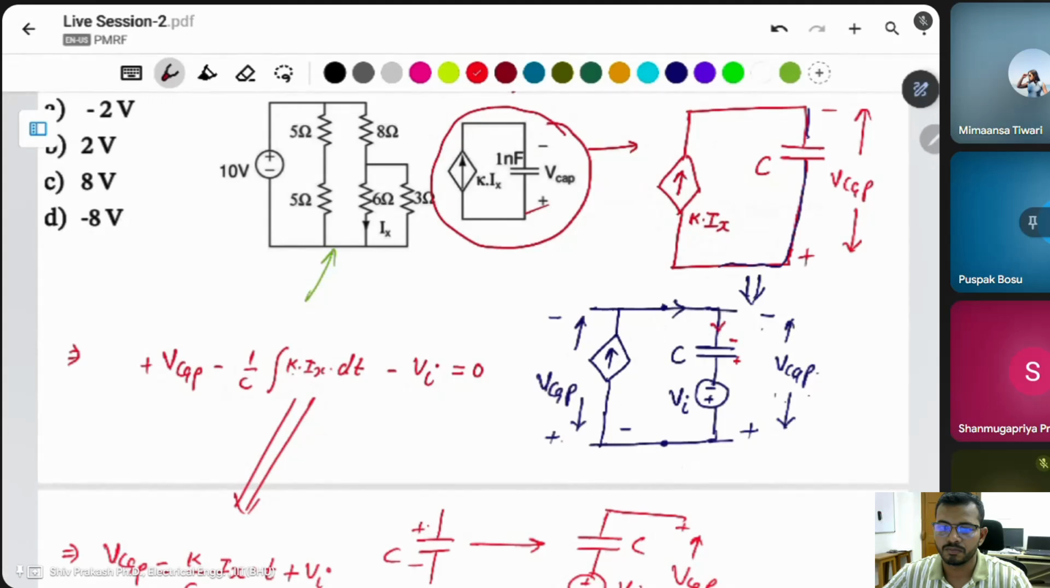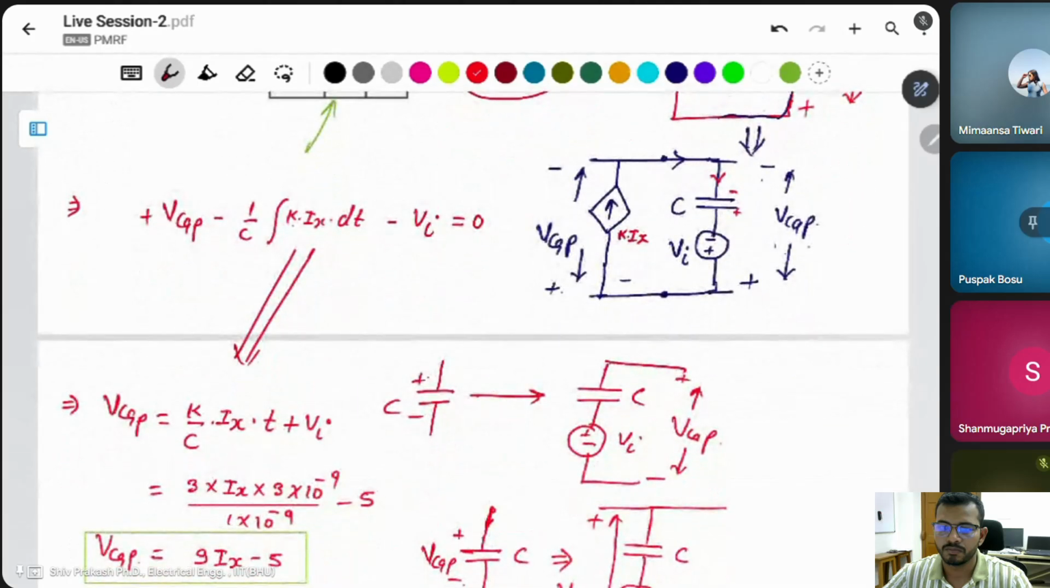Our current is here. Then V capacitor, the voltage drop at the capacitor, is 1 by C integration of current. The current is K Ix, given in the question. I took the same thing here: integration of I dt, K into Ix into dt. Then Vi has the same sign; I took the negative sign because the first sign is taken. Then Vi is the initial voltage. Then the capacitor voltage is the same thing.